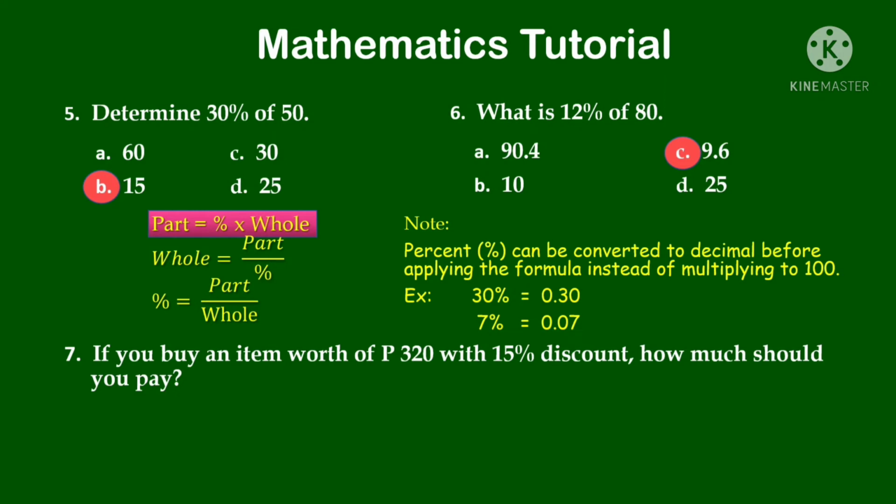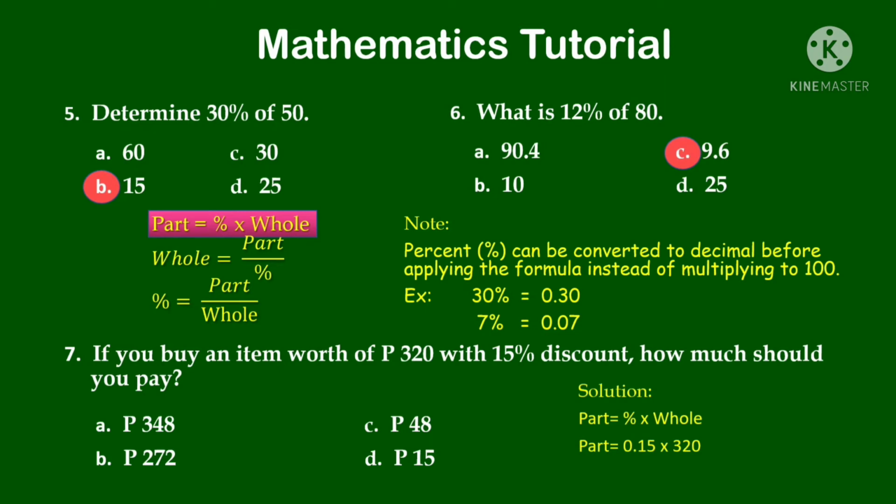Number 7 question. If you buy an item worth 320 with 15% discount, how much should you pay? So tinatanong dito ang babayaran. Napaka-common po ito sa mga civil service exam. A, B, C, and D. The solution here is we are going to use the part equals percent times whole. We are going to determine the 15% of 320 by multiplying 0.15 times 320. We got 48.